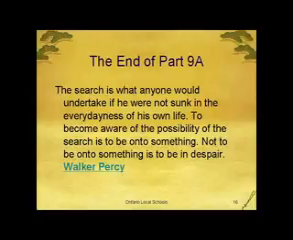But I want to leave you with a quote from Walker Percy, great Southern novelist. "The search is what anyone would undertake if he were not sunk in the everydayness of his own life. To become aware of the possibility of the search is to be onto something. Not to be onto something is to be in despair." I wish you well.